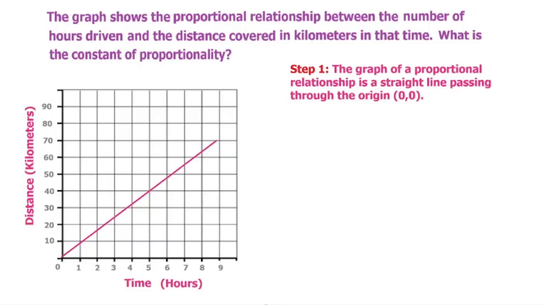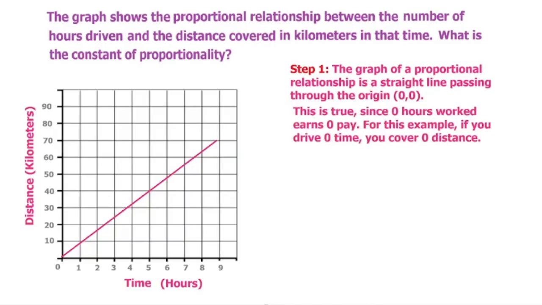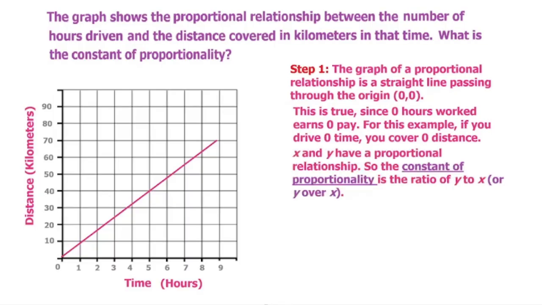The graph of a proportional relationship is a straight line passing through the origin. So why is that? This is true since 0 hours worked earns 0 pay. And for this example, if you drive 0 time, you cover 0 distance. So that's basically the logical explanation for why that is. So x and y have a proportional relationship.